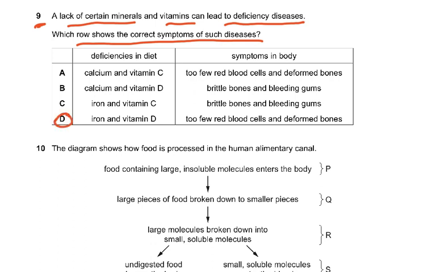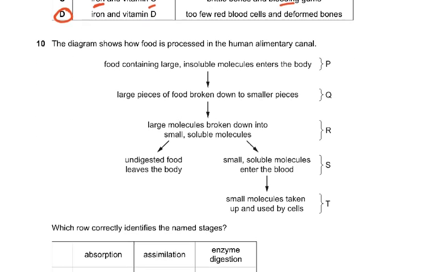D is the answer. You see, bleeding gums is vitamin C. Here this is vitamin C, but then iron has to be hemoglobin. Hemoglobin means red blood cells. And vitamin C deficiency causes scurvy, which is, of course, because in your syllabus you have the symptoms.